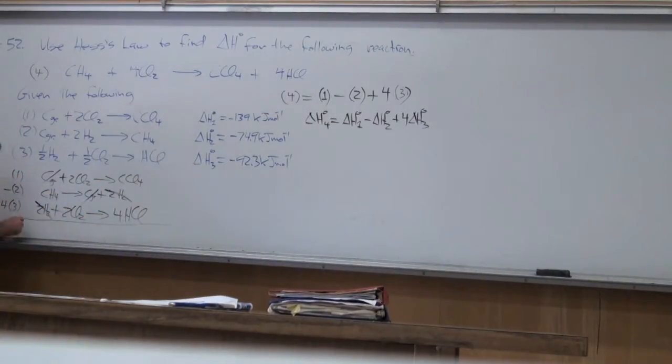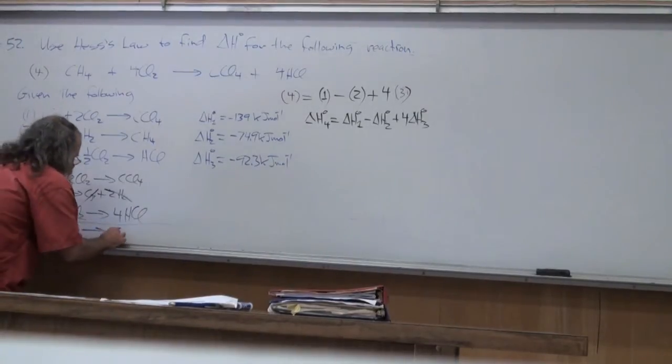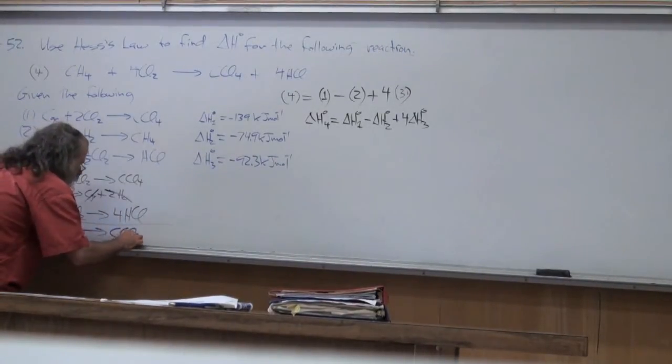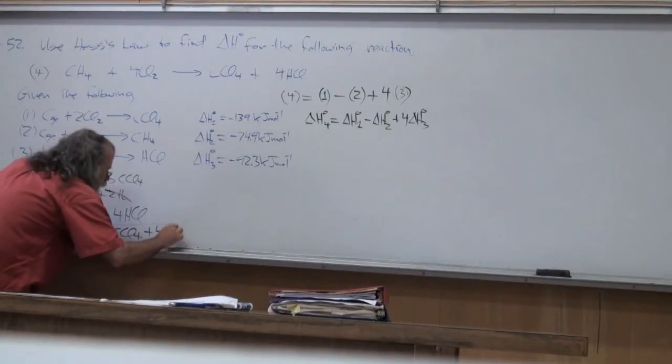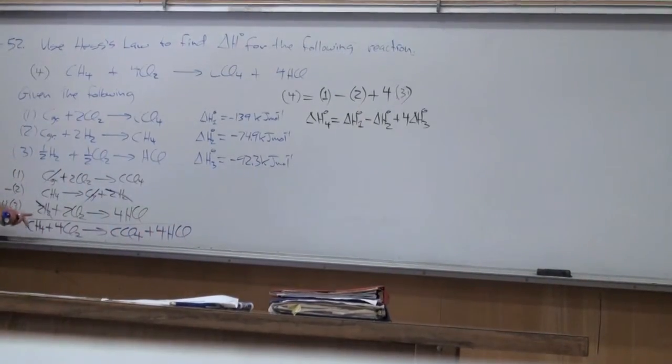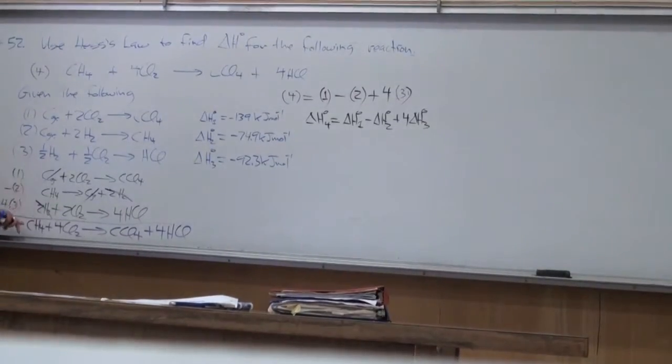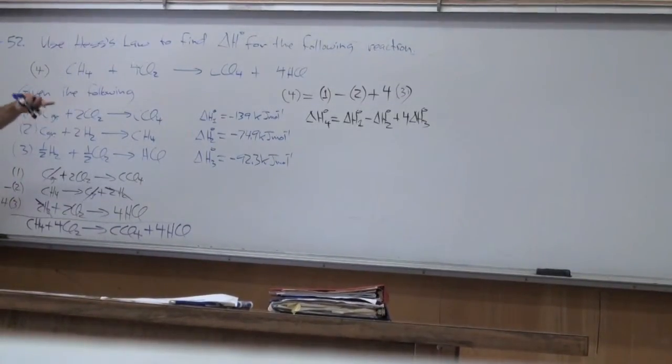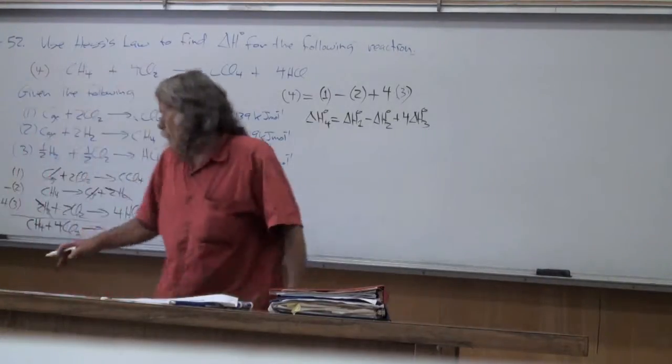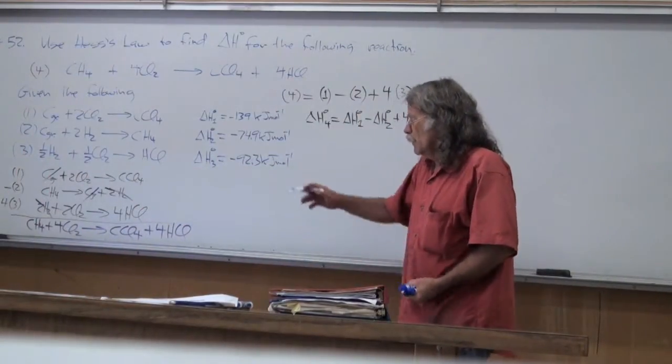So I'm left with methane plus 4 chlorines gives me carbon tetrachloride plus 4 HCl, which is confirmation that our proposed sum is the proper one. Can you see this? See what I did over here? Okay, this just confirms it.